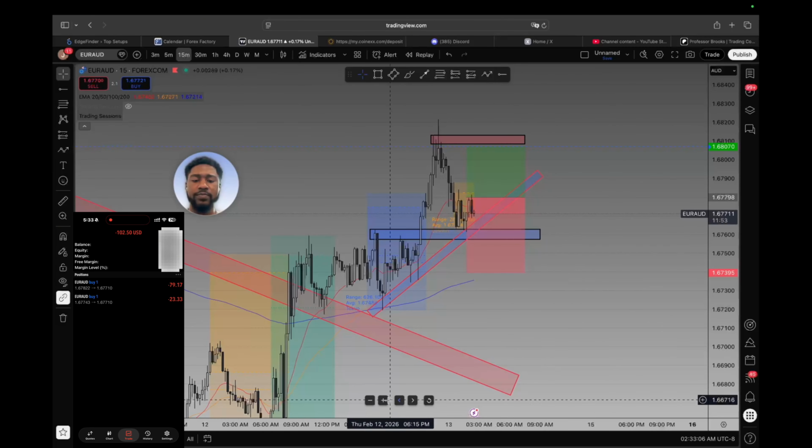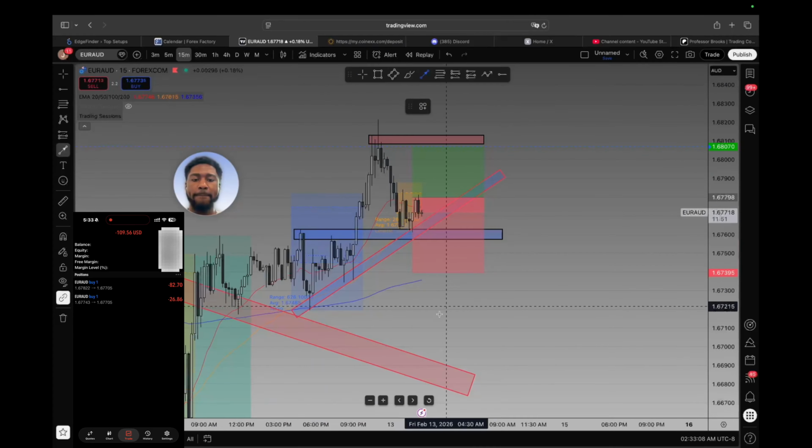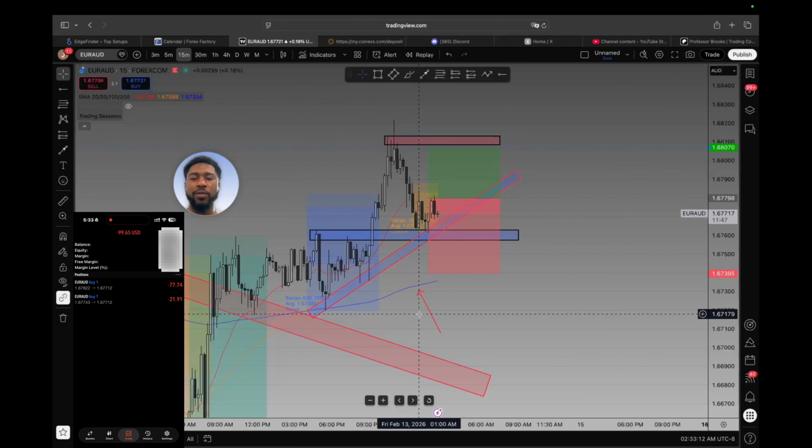Very similar setup. So for one, we're above the 200 EMA, which I kind of like to look for. I want to go with the EMAs. It just gives me a little bit more confluence and makes my trading a lot more simple. If I'm above the EMA, I look for buys. If I'm below the EMA, I'll look for sales, depending on the context of the trade.